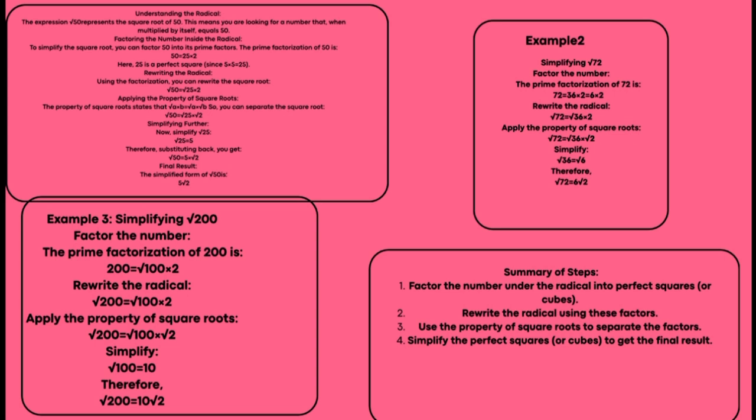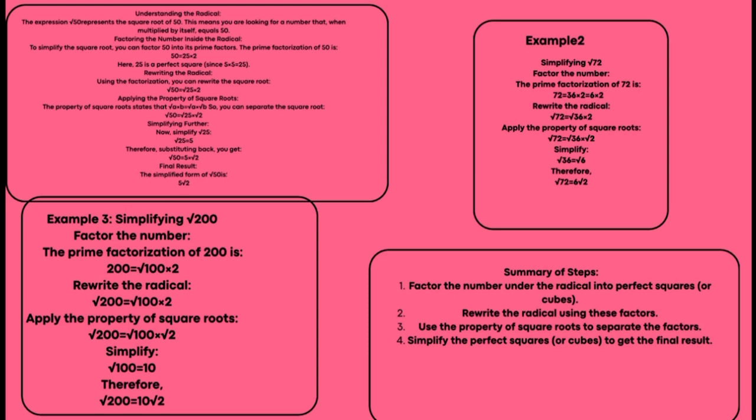Third, rewriting the radical. Using the factorization, you can rewrite the square root: the square root of 50 equals the square root of 25 times 2. Fourth, applying the properties of square roots. The property of square roots states that the square root of a times b equals the square root of a multiplied by the square root of b. So you can separate the square root: the square root of 50 equals the square root of 25 times the square root of 2. Then we will simplify further. Now, the square root of 25 equals 5. Therefore, substituting back, the square root of 50 equals 5 times the square root of 2. The final result: the simplified form of the square root of 50 is 5 root 2.